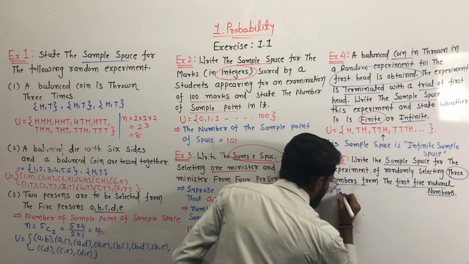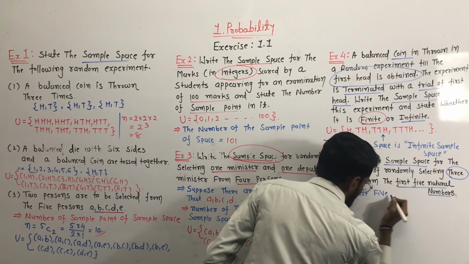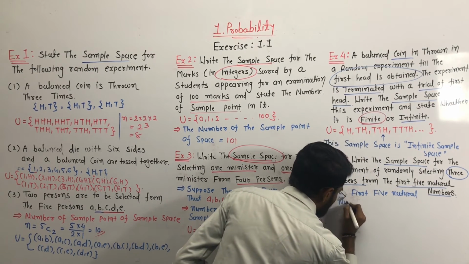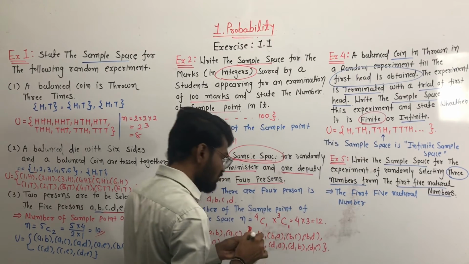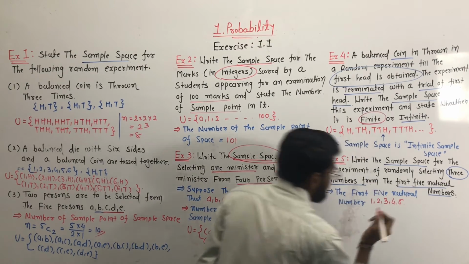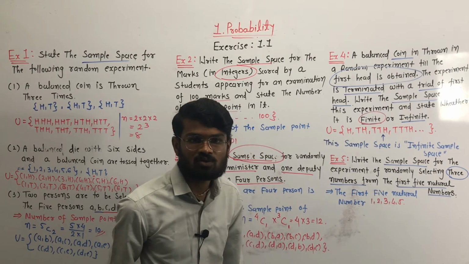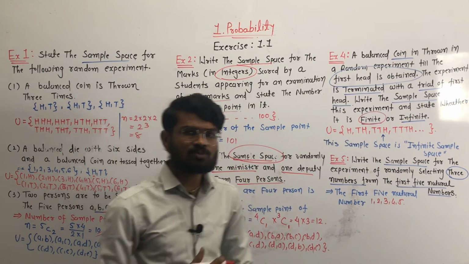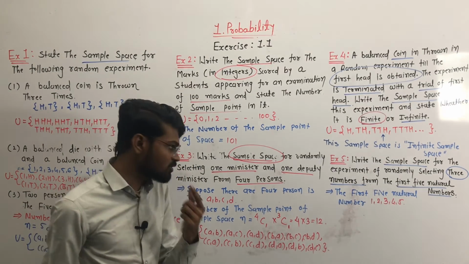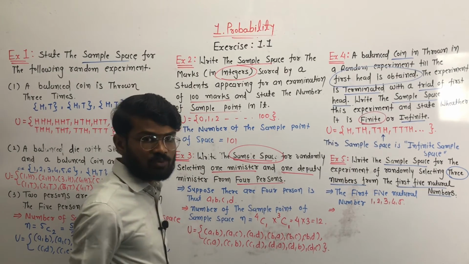The first 5 natural numbers will be 1, 2, 3, 4 and 5. Yes, we have to select 3 numbers out of these first 5 natural numbers. So how many total possible outcomes, how many sample points are in the sample space? We are calculating the number of sample points of the sample space.